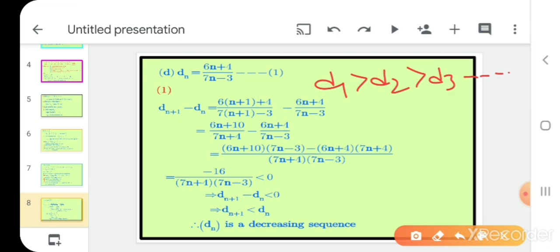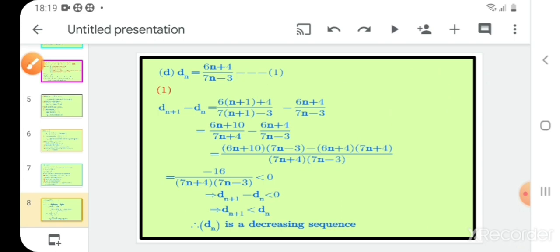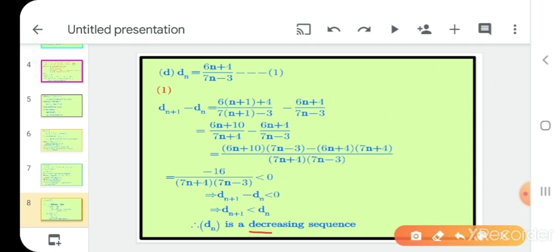That means the first value is the greatest value. d2 is smaller than d1, d3 is smaller than d2, and d4 is smaller than d3. That means, is the sequence decreasing or increasing? Decreasing sequence. Is it clear? In this type of sequences we solve like this.